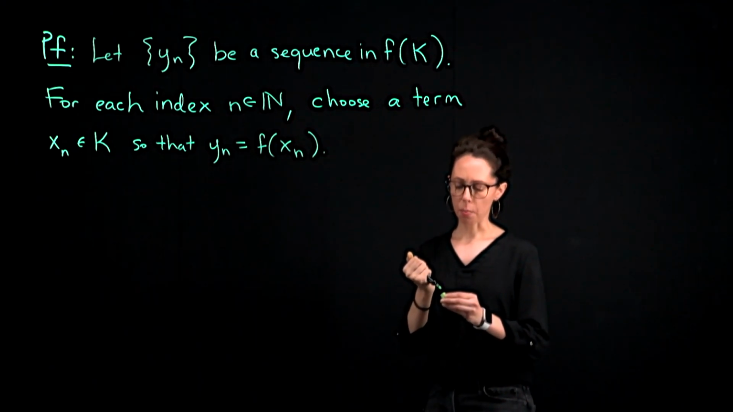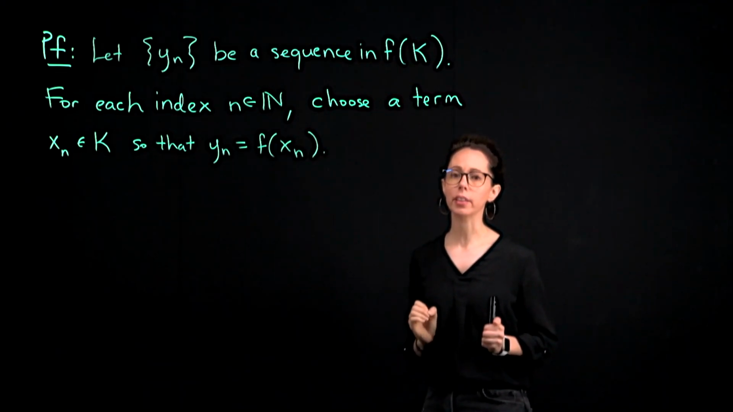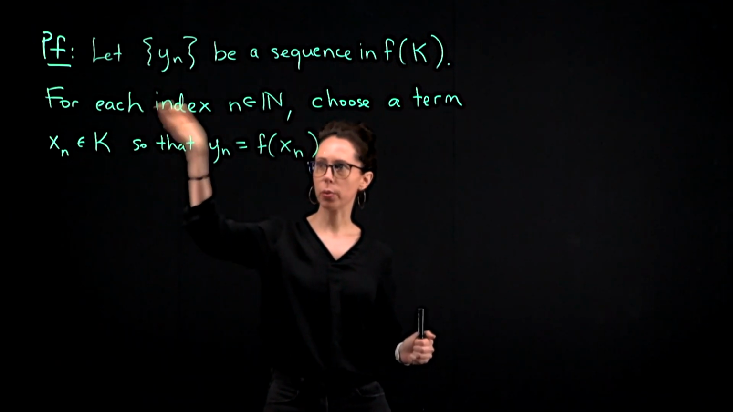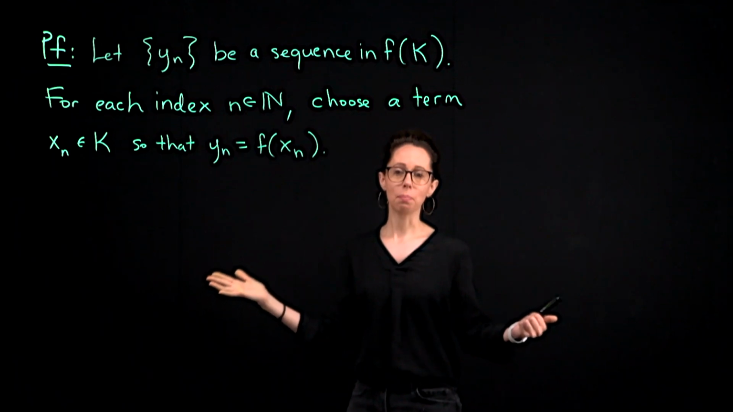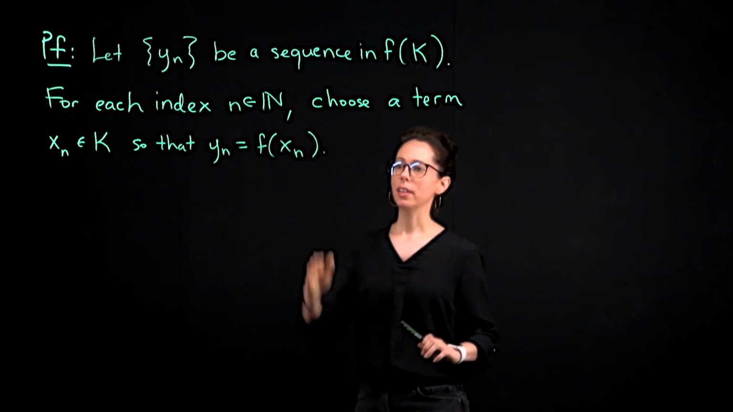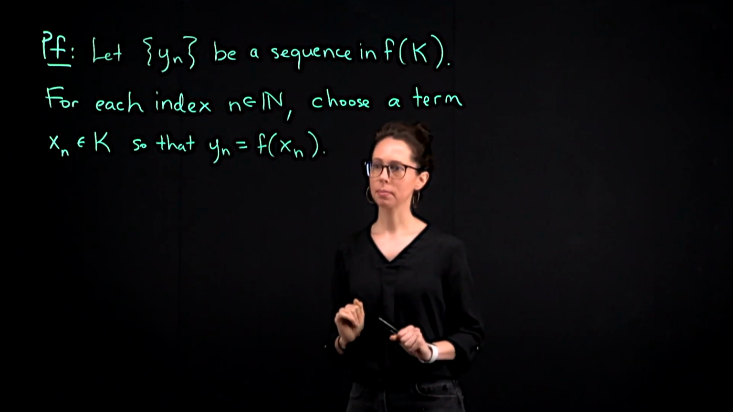I'm not going to write it down, but this choice is not necessarily unique. As I mentioned, there may be 10 inputs which get mapped to a given output. Just pick one of them. Okay, so that's why I put A here. So choose a term so that that term gets mapped to y sub n.